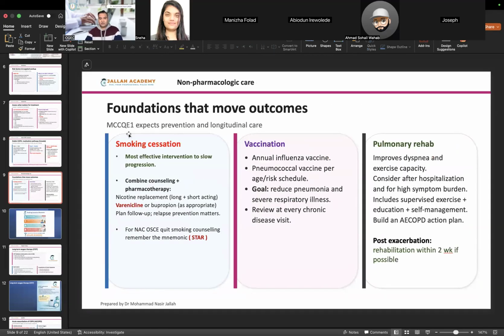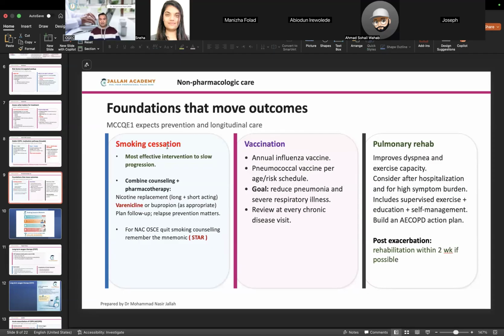Foundation that moves outcomes. The MCQ expects prevention and longitudinal care. So smoking cessation again. Now, if you are practicing, the first and most important thing that you need to know in terms of treatment is what to go after, and that will be smoking cessation. Smoking cessation: most effective intervention to slow progression.